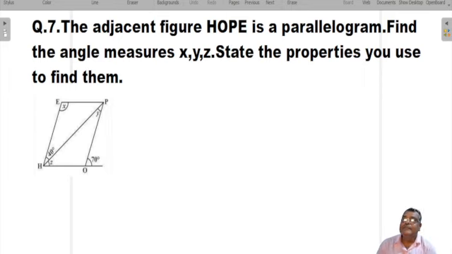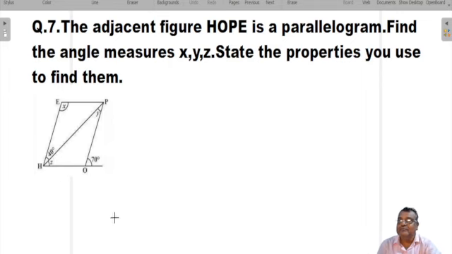Let us see the adjacent figure. HOPE is a parallelogram. Find the angle measures x, y, z. You have to find the value of this x, this y, and this z. You can see this y is equal to 40 because of alternate interior angles.